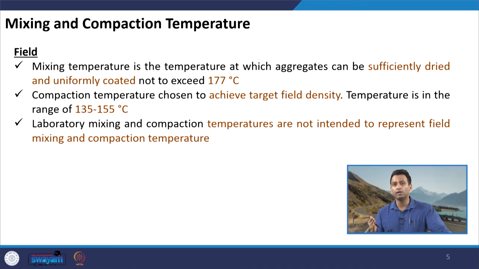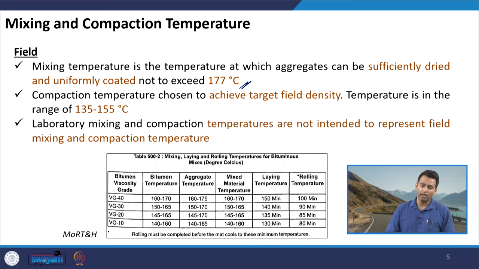Now let us see what we have to do in the field, that is in the plant and during the compaction process. Here we have to understand that the laboratory mixing and compaction temperatures are not intended to represent the field mixing and compaction temperatures. In the plant, the mixing temperature is determined so that the aggregate can be sufficiently dried to remove all the moisture, and then it can be uniformly coated with the binder, and this temperature should not exceed 177 degrees Celsius as suggested by Asphalt Institute. Also, the idea for compaction temperature is to achieve the target field density, and this range can be between 135 to 155 degrees Celsius.